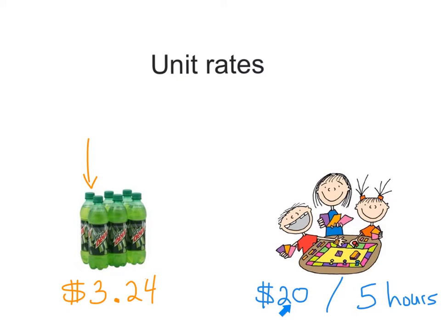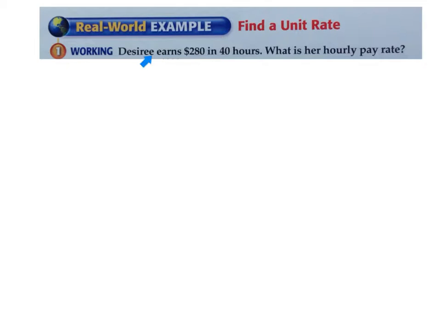Or let's say that you were babysitting and you made $20 in 5 hours. The unit rate would tell us how much did you make in 1 hour. So in this problem here it says Desiree earns $280 in 40 hours. What is her hourly rate of pay? An hourly rate of pay just means how much does she make in 1 hour. And that, remember, is called the unit rate.